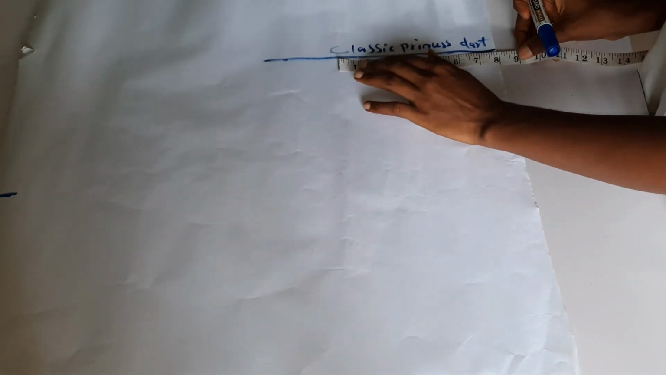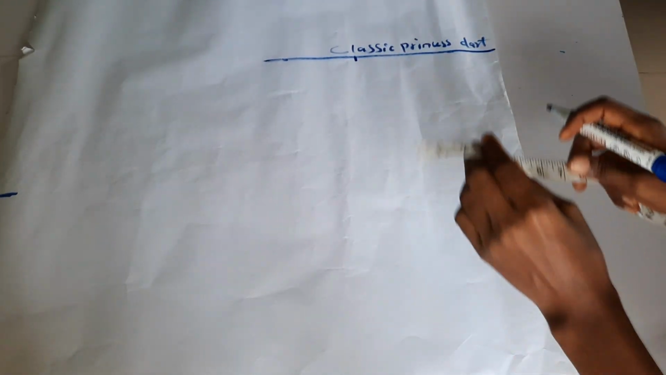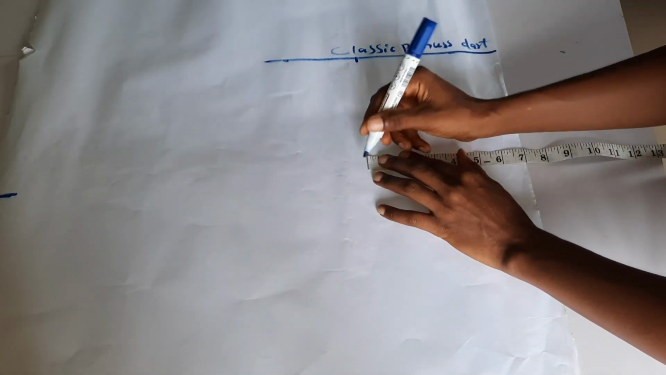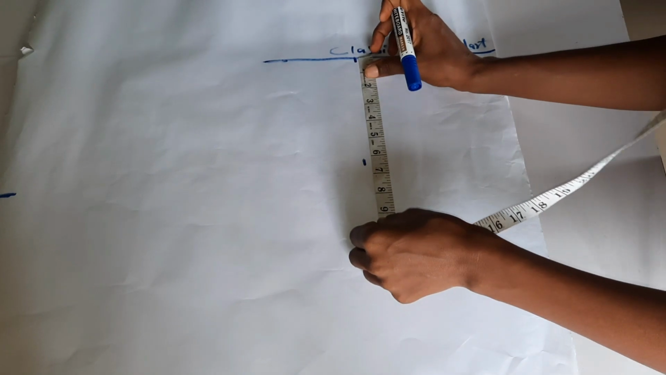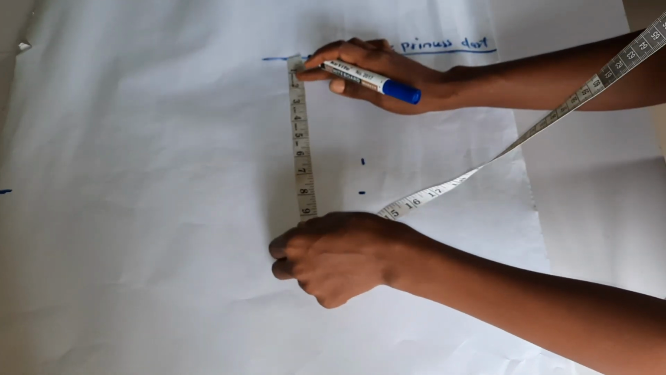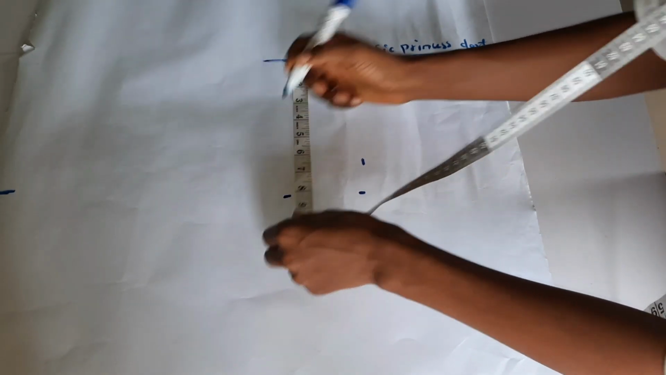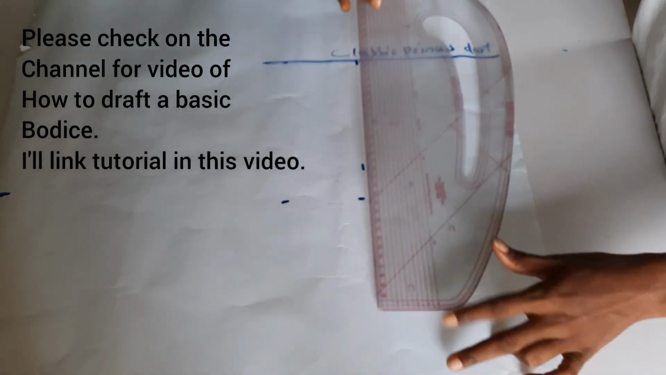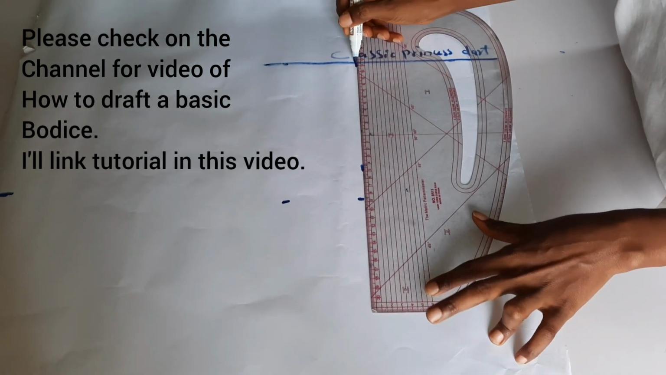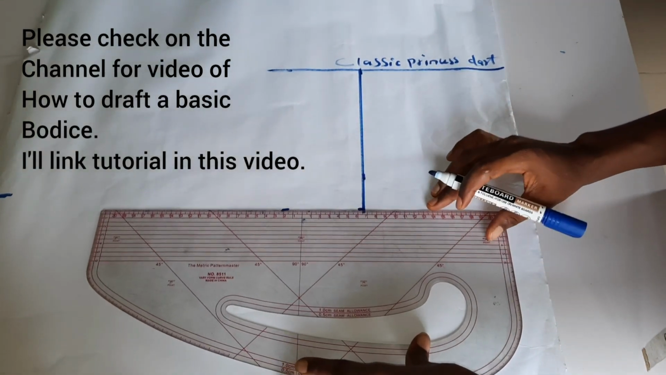That's what we're drafting. So next, I'm going to insert my shoulder. My shoulder measurement is 7 inches. I hope this is clear. So 7 inches, my shoulder measurement, and my armhole, 8 inches. Please, in case you don't know how to draft a basic bodice already, make sure you check the channel for my tutorial on how to draft a basic bodice before you watch this, because it will help you further understand what we are doing here.